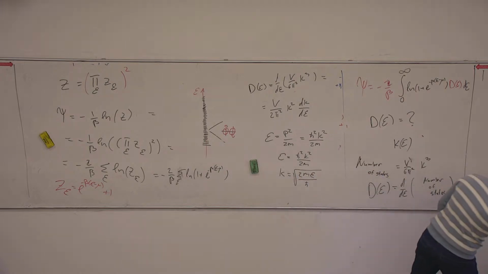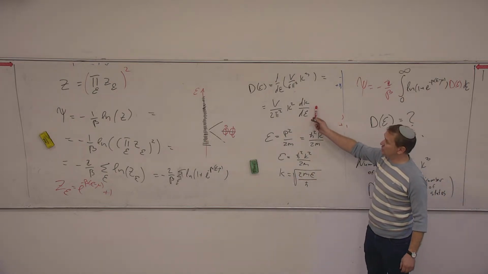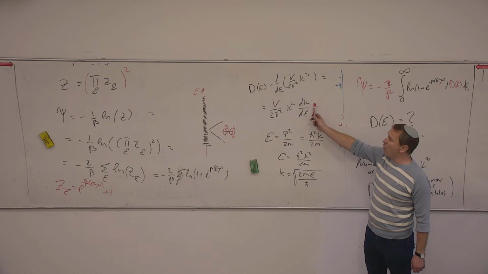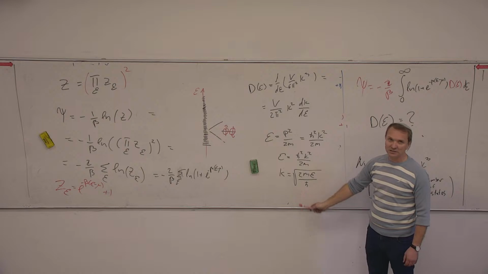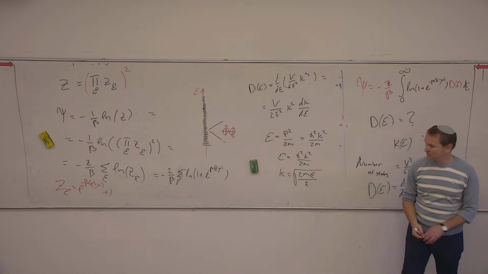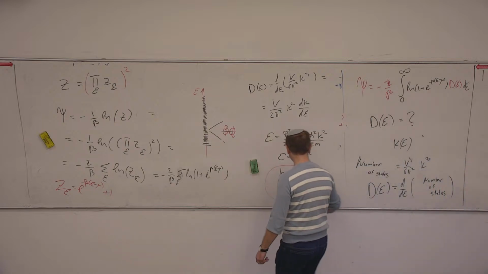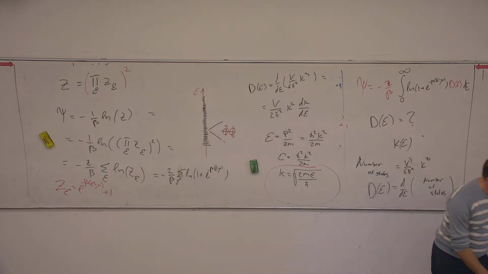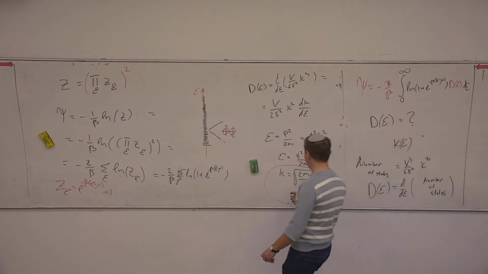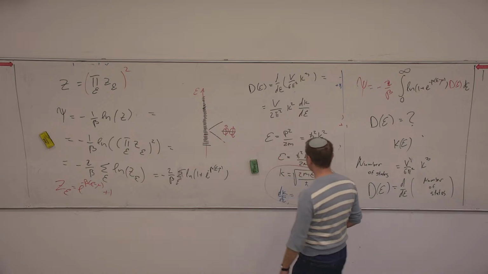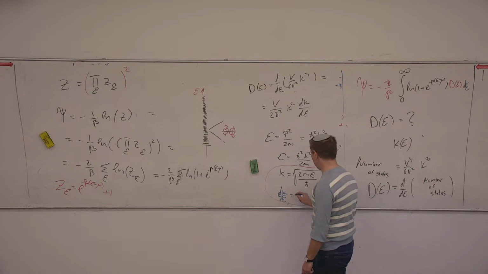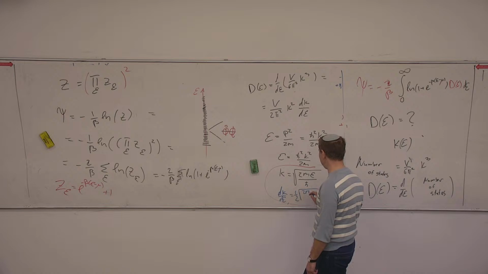So you see, I have the description of the density of states. It depends on how k varies with epsilon, and I know this because I'm assuming that it's a free electron gas. So from this, I know that dk to dε equals 1/2 the square root of 2m over ħ²ε.